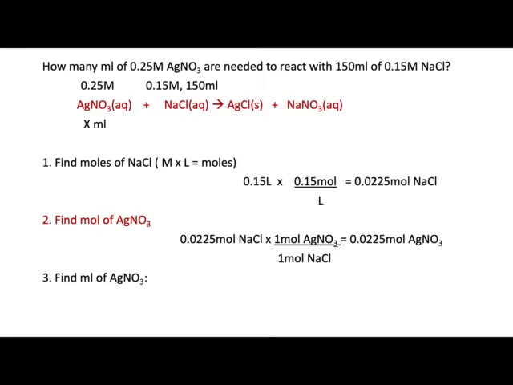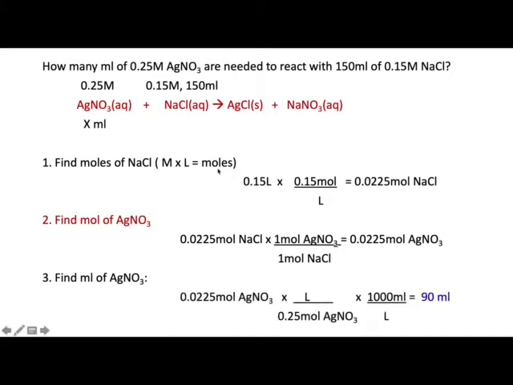And the last step will be to find the milliliters of silver nitrate solution. So to do that, I'm going to be using my formula again with molarity and volume in it. So I'm going to take my moles of silver nitrate and I'm going to actually take my molarity, which was 0.25 moles per liter, and I'm going to invert it. And this way I can cancel out moles of silver nitrate. Now I'll get liters for an answer, and then I'll convert that to milliliters, since that's what they asked for. And so 90 milliliters is the answer.